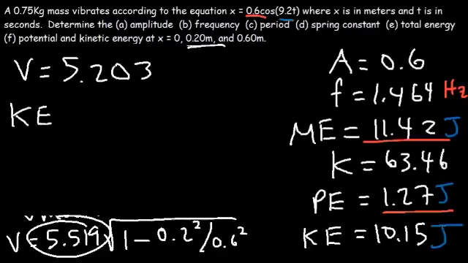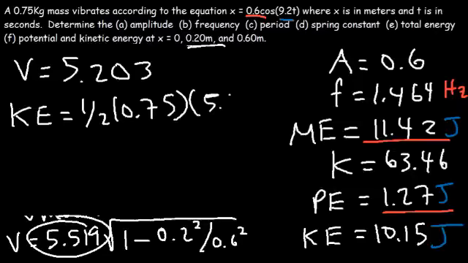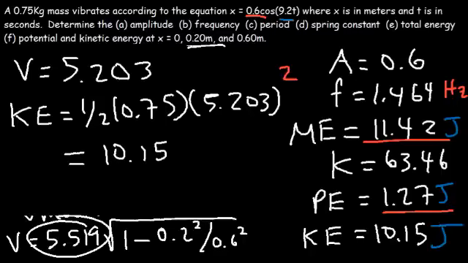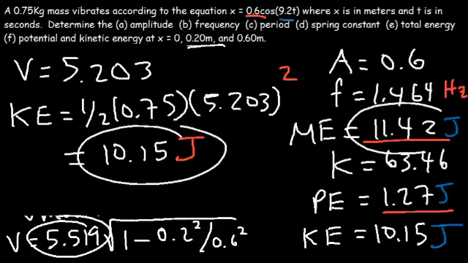So now we could find the kinetic energy. It's 1/2 mv squared. So 1/2 times the mass times the velocity squared. 5.203 squared is about 27.07 times 0.75 times 0.5, and you should get 10.15 joules. So you get the same answer. But as you can see, taking the difference between the mechanical energy and the potential energy was a lot easier. So make sure you know how to find the kinetic energy using both techniques.